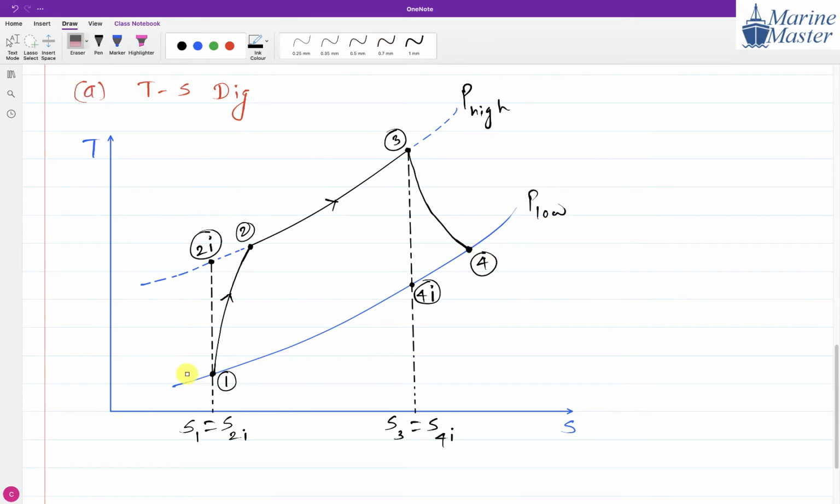So this is our TS diagram of this question. And we are going to make this low pressure line dotted. Observe carefully. Very simple discussion.